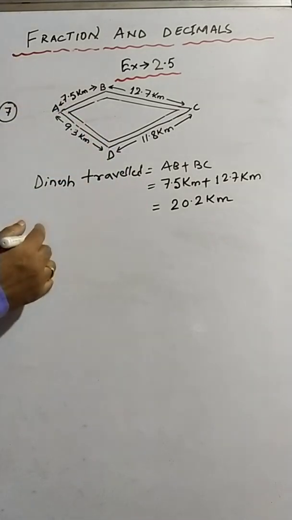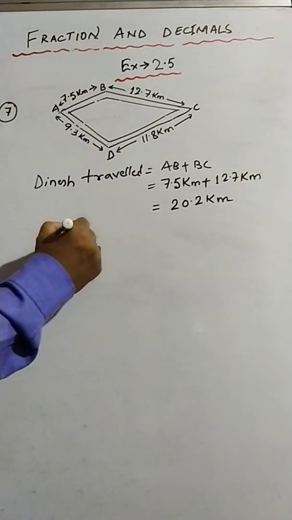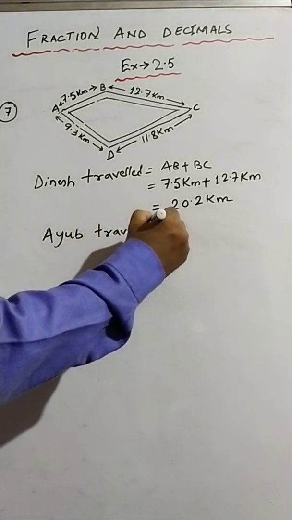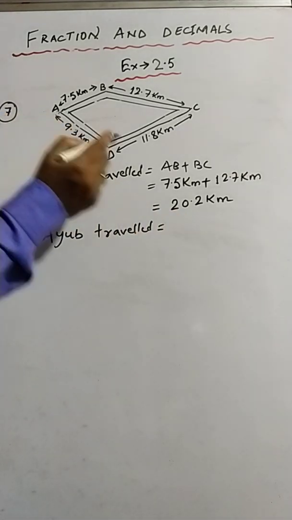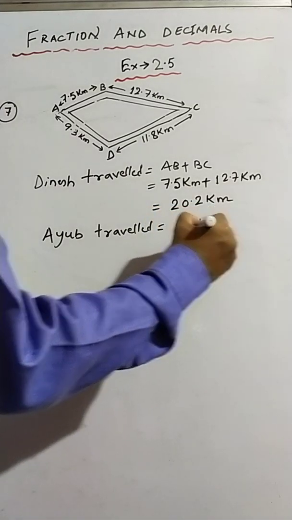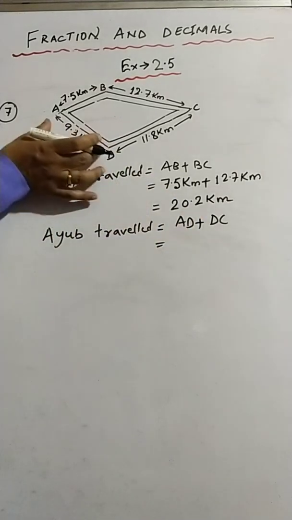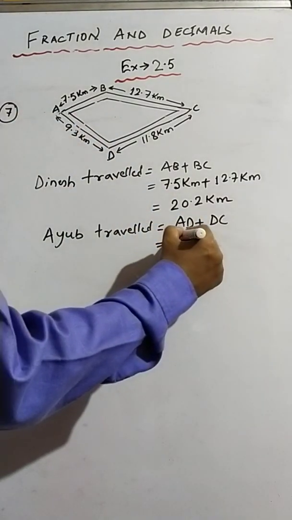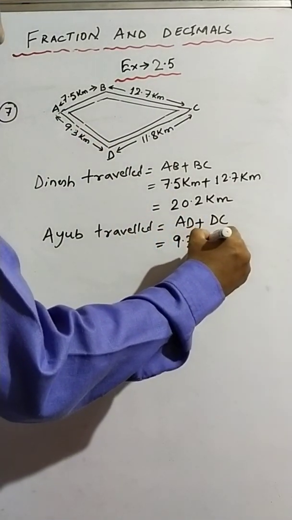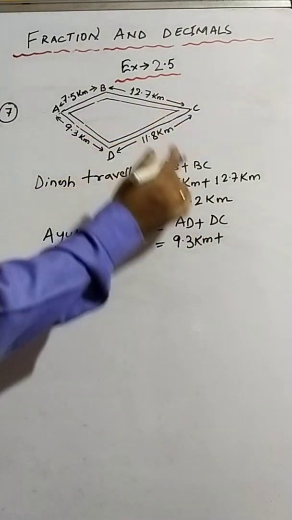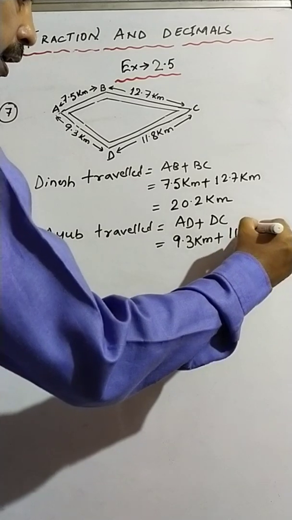Now let's see how far Ayub has traveled. Ayub traveled is equal to what? A to D, that is AD, and D to C, that is DC. Fine. So what is the distance of AD? It is given 9.3 kilometers. 9.3 kilometers. And what is DC? The distance from D to C is 11.8 kilometers.